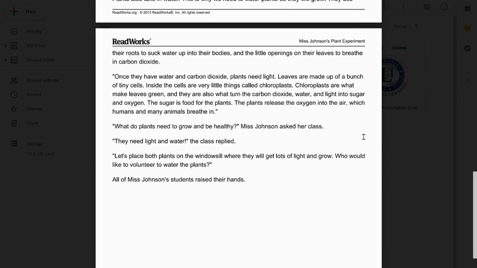"What do plants need to grow and be healthy?" Miss Johnson asked her class. "They need light and water," the class replied. "Let's place both plants on the windowsill where they will get lots of light and grow. Who would like to volunteer to water the plants?" All of Miss Johnson's students raised their hands.